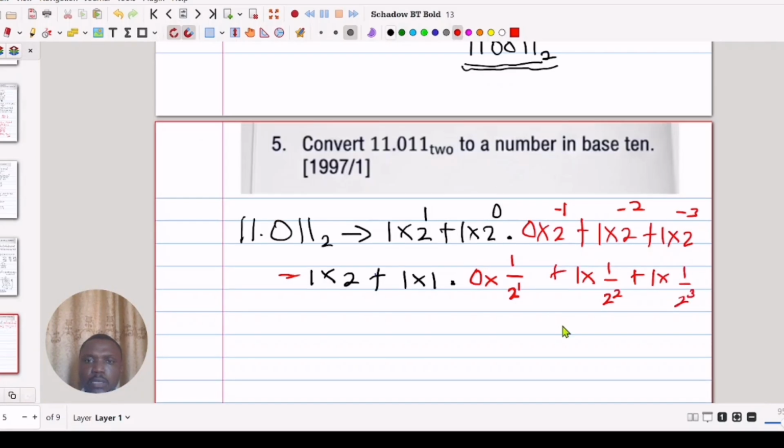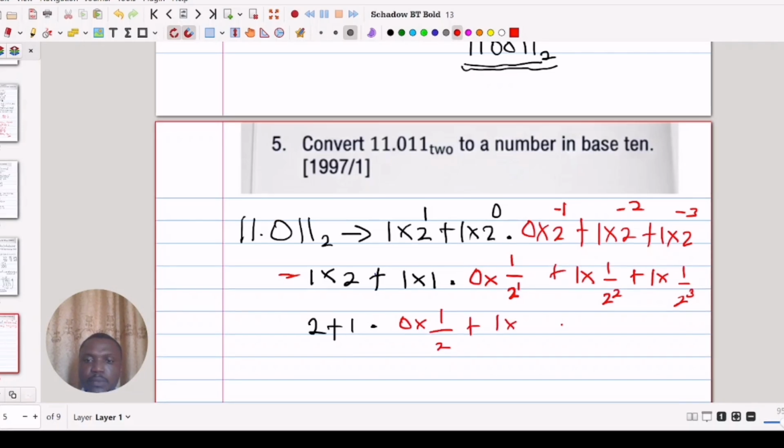So what is 1 times 2? Well, 1 times 2 is 2 plus 1 times 1, 1. Point. So if we look at this, 0 times 1 over 2 raised to the power 1 is 2, plus 1 times 1 over 2 raised to the power 2 is 4, plus 1 times 1 over 2 raised to the power 3 is 8.